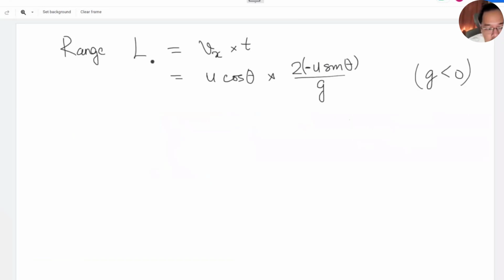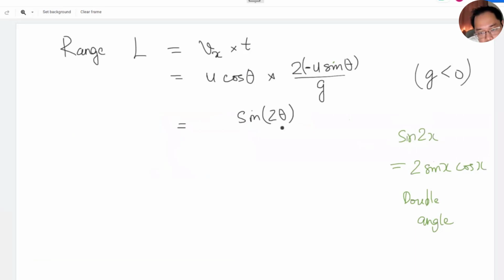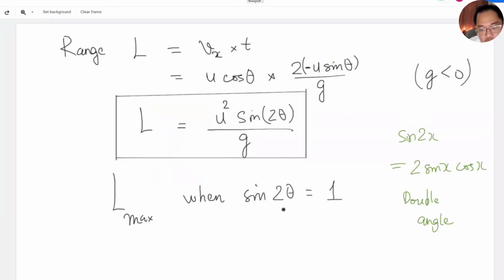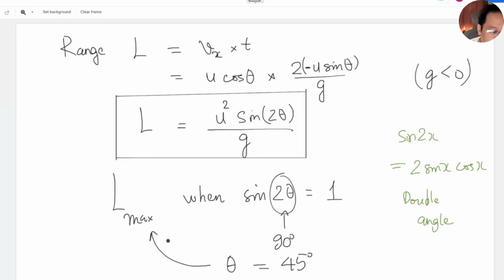So this is the range. And have you learned the double angle formula for sine 2x? So here sine of 2 theta multiplied with u. Here you have u, here you have u, so that u squared divided by g. And now just take g as a normal positive value. Negative divided by negative, so instead of writing negative, I just take the positive 9.8. So this is the formula for the range. The maximum of sine is 1, and therefore when this angle is 90 degrees, theta is 45 degrees to have the maximum range of the throw.